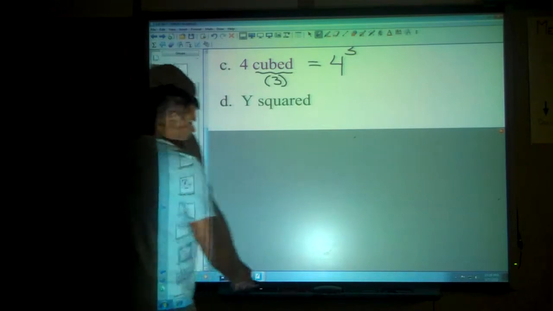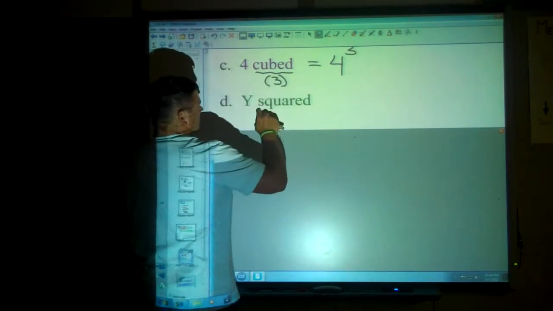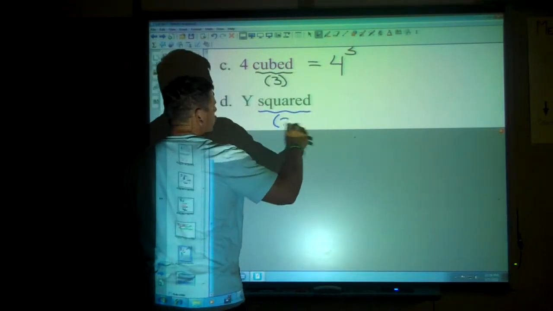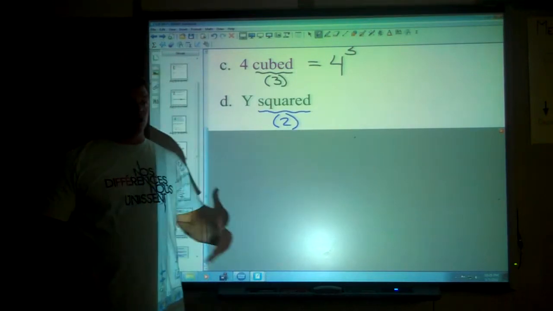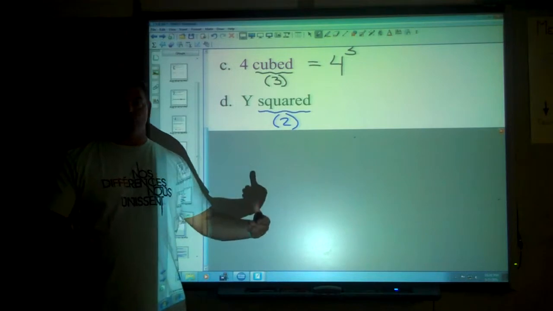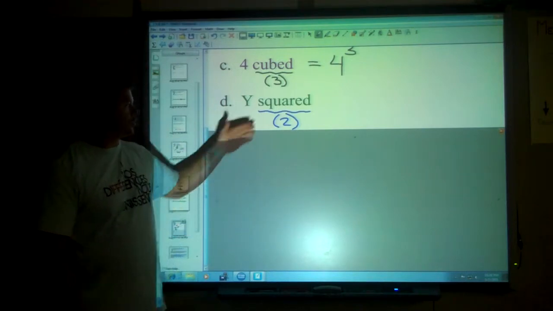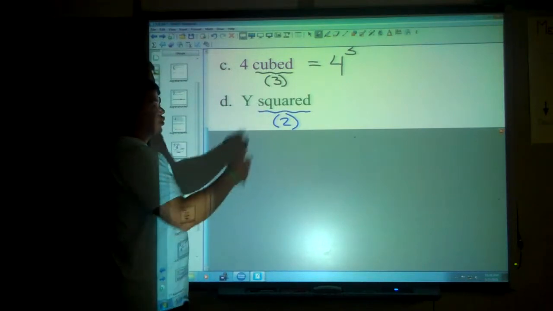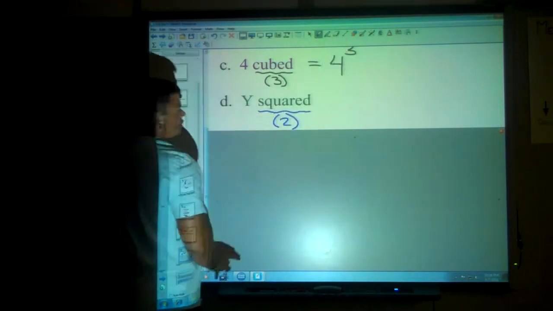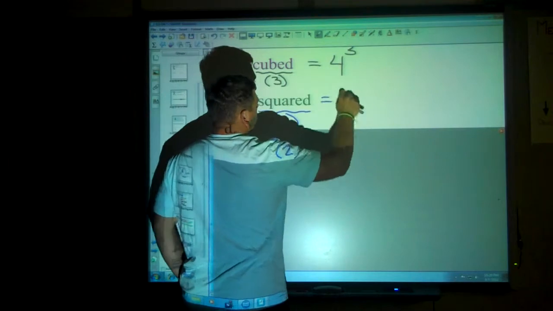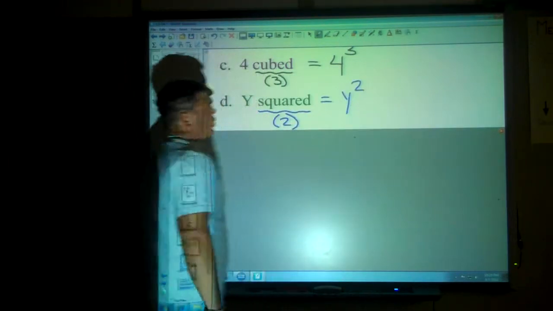Y squared. Something squared represents 2. The area of this rug would be determined in square yards, or square feet. So squared represents 2, just like a square is a 2-dimensional flat object. This is a 2-dimensional smartboard. So we would say y squared.